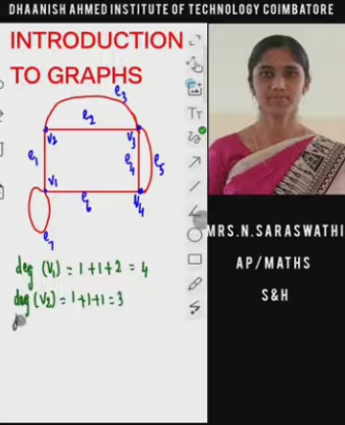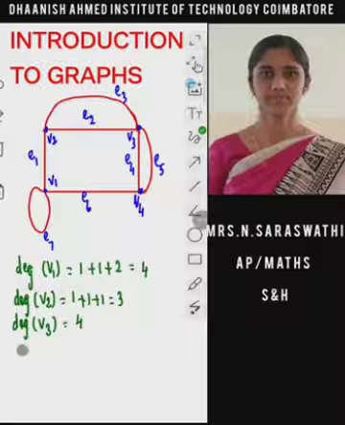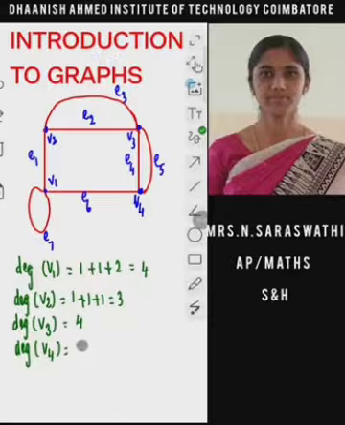Similarly, we can find degree for V3 vertex. V3 vertex has the edges E2, E3, E4 and E5. 4 edges are incident on V3. Therefore, degree of V3 is 4. Similarly, degree of V4 is equal to, here the edges E6, E4 and E5 are incident on the vertex V4. Therefore, the degree is 3. Okay, like this we will know the degree for the vertex in a graph. Okay.